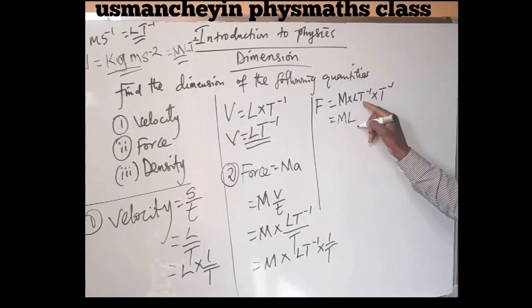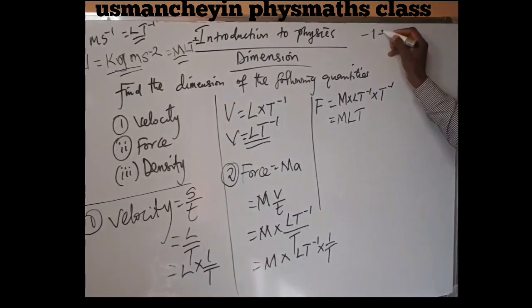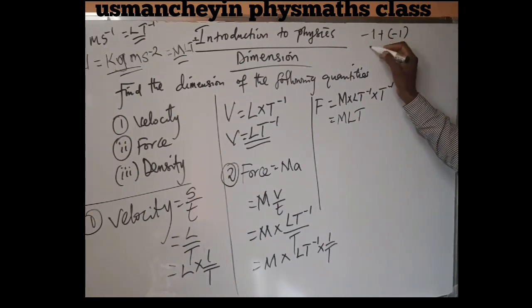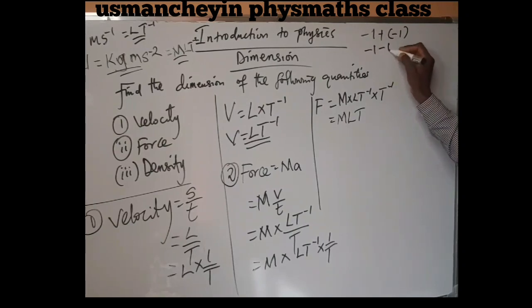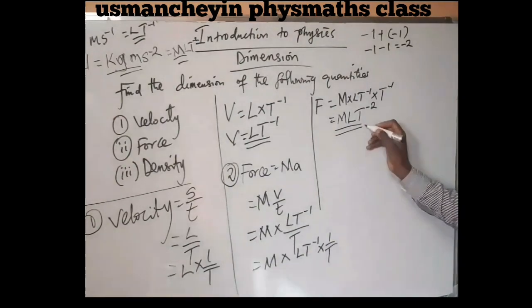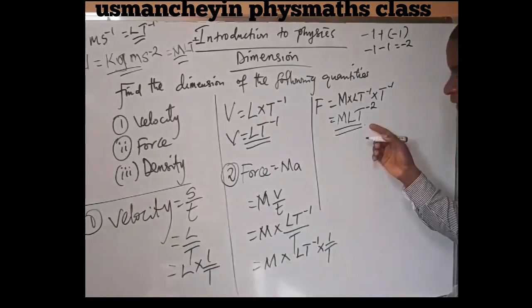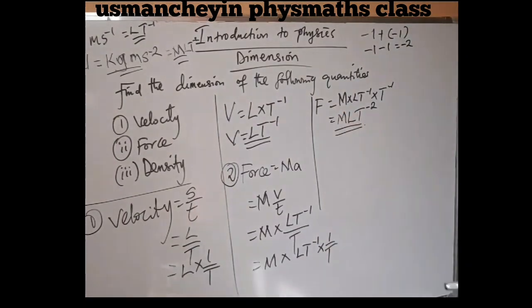So this will be equal to M times LT minus 1 times T minus 1. From the law of indices, you add the powers, and this is minus 1 plus open bracket minus 1. If you clear the bracket, plus times minus gives minus, so we have minus 1 minus 1, and this gives us minus 2. So T raised to the power minus 1 times T raised to the power minus 1 will be T raised to the power minus 2, and this is the dimension of force. If you check, it's equivalent to this. So this is how to find the dimension of force.